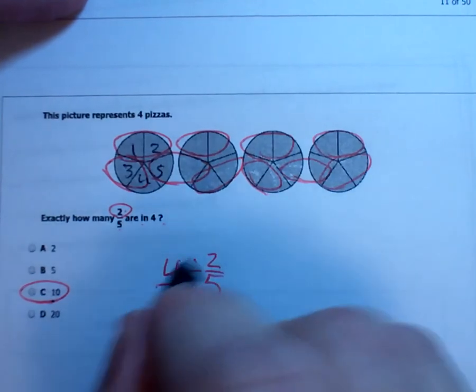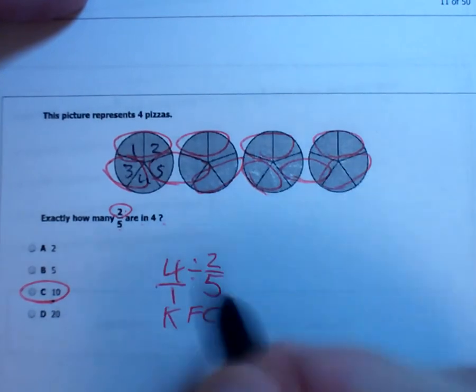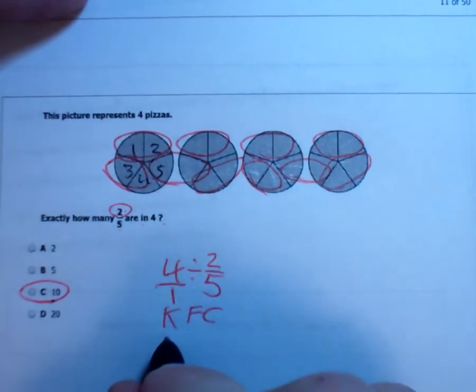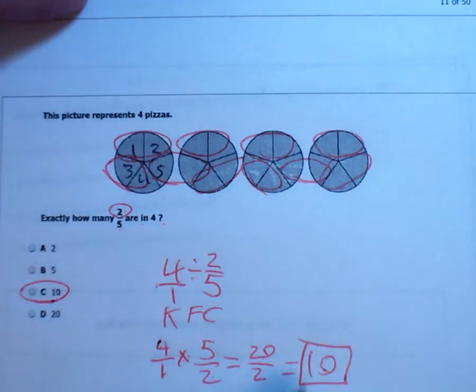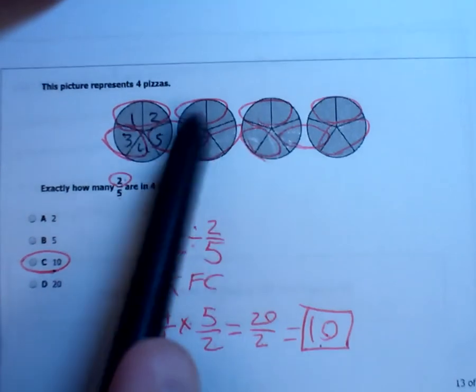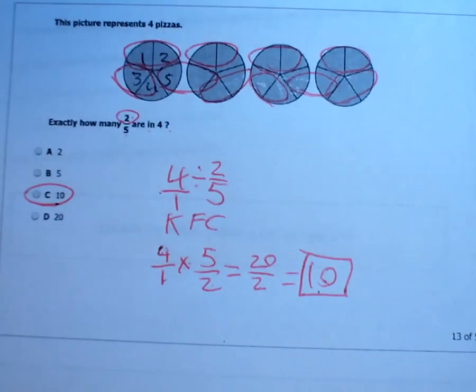4 over 1 divided by 2/5, KFC. All right, because you have 4 wholes and you're dividing them in 2/5. Okay, so 4 over 1 times 5 over 2 equals 4 times 5 is 20. 1 times 2 is 2. 2 goes into 20 10 times. So there we go. Mathematically, visually, we got both. I'll leave it up there for a second for anybody that wants the mathematical version too.